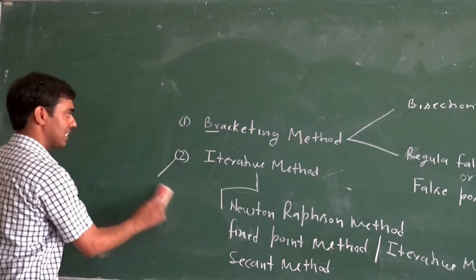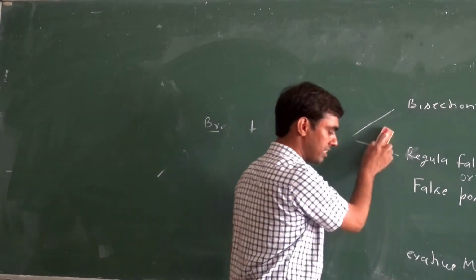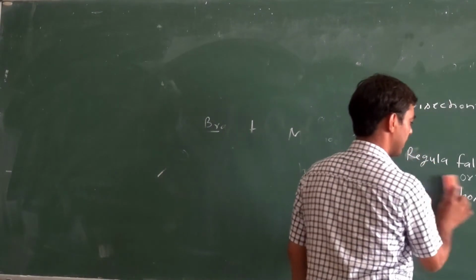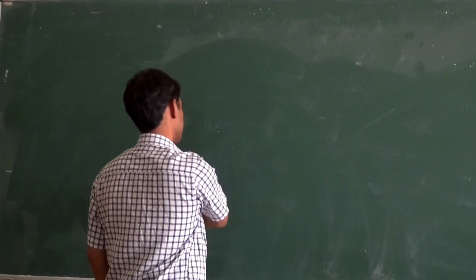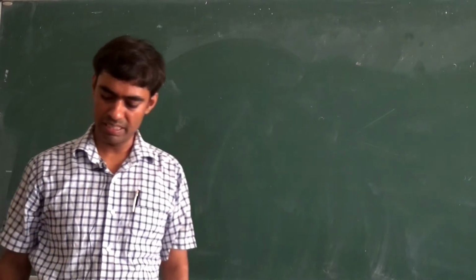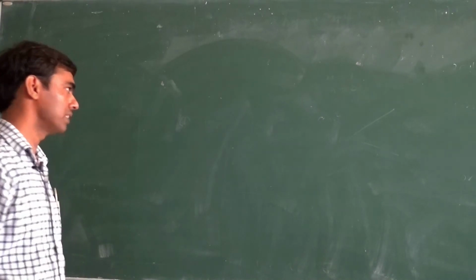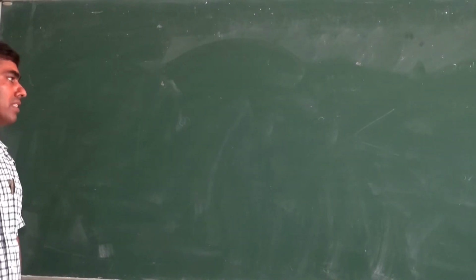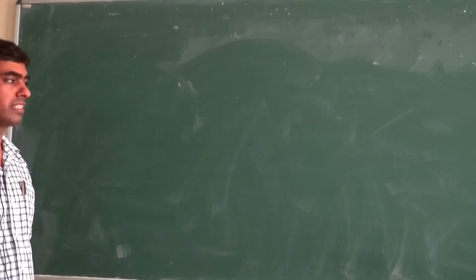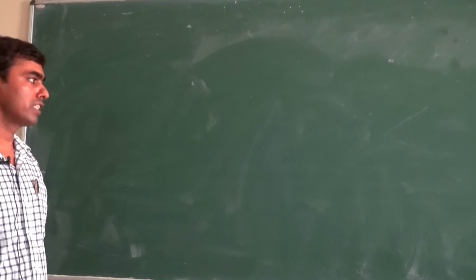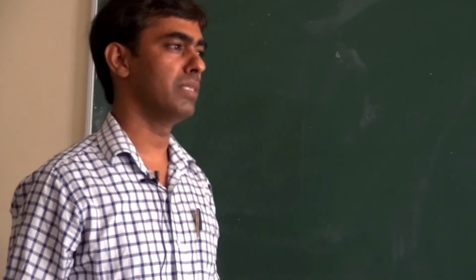Now we try to understand this concept graphically: what is the meaning of a bracketing method, and what is the meaning of a non-bracketing method, also known as an iterative method. One by one we discuss the bracketing methods, the bisection method, then the regula falsi method or false position method, then the Newton-Raphson method and the secant method, which are iterative methods.